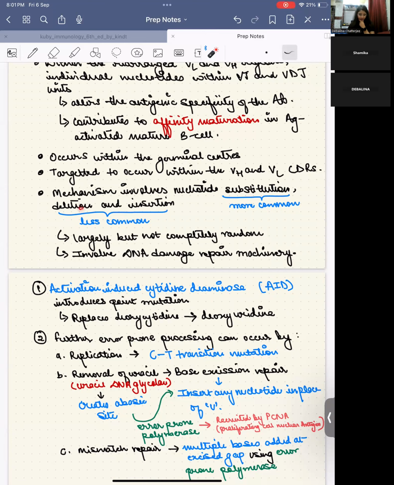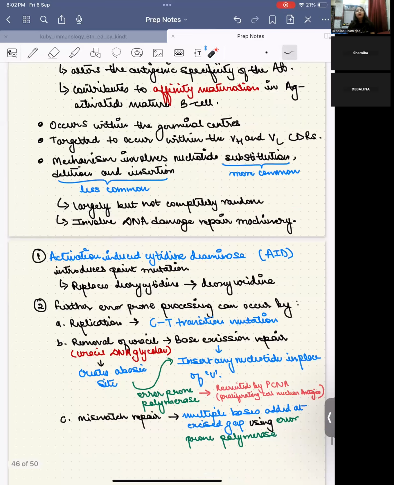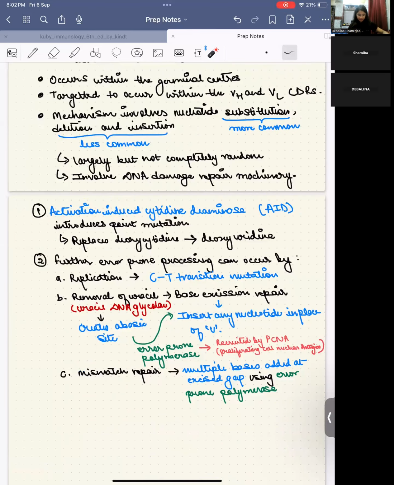So the mechanism involves substitution, insertion, deletion, like how we have been seeing throughout today's class. Substitution mechanism is more common, and deletion and insertional mutations are less common. If we look into the mechanism, we have two enzymes that play a role. The first is this enzyme called activation induced cytidine deaminase, or AID. As the name suggests, cytidine deaminase works upon a cytosine residue and it deaminates it.